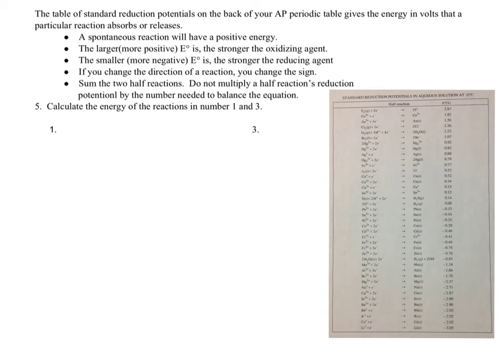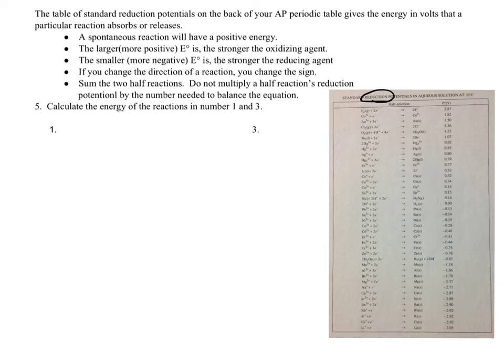Okay, the table of standard reduction potentials is on the back of your AP periodic tables. This gives the energy in volts that a particular reaction absorbs or releases. And again, these are reduction potentials, so they're all written as a reduction reaction. On the written section, you'll have that periodic table available to you. If you're not sure what reduction is, there's another place to get that definition if you think you might get those confused. I know this is pretty small, but hopefully you can get your reference value paper out, and it won't be as small for you to read.